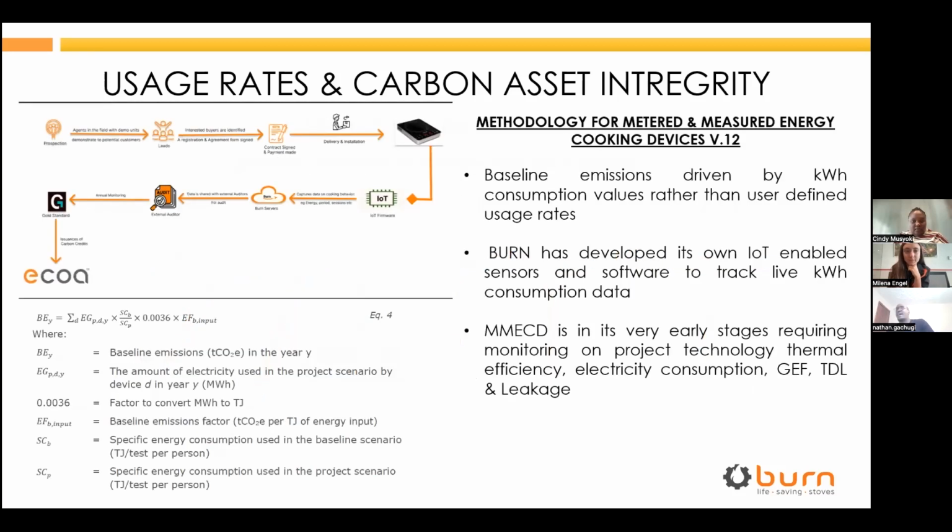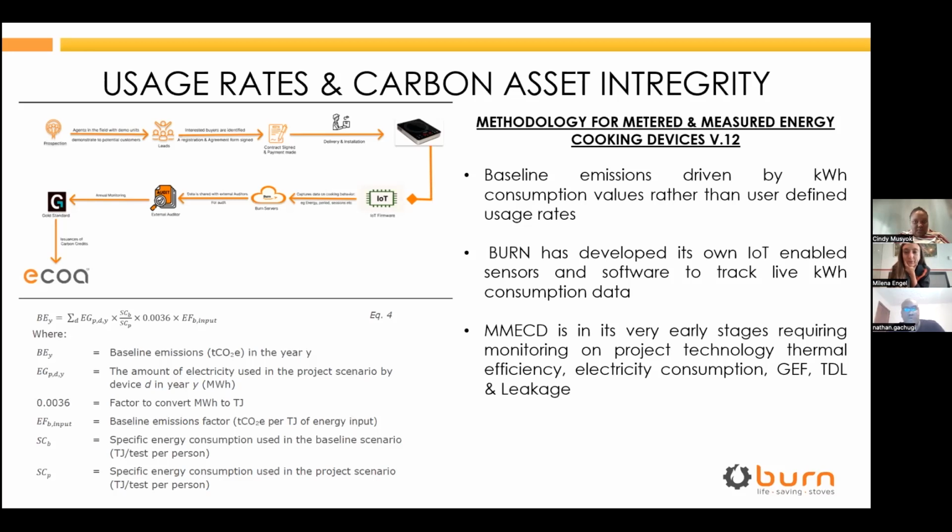When it comes to our electric offering under the Gold Standard methodology, MMECD version 1.2, the equation really moves away from usage as a user-defined parameter that associates drop-off rates. The entire value, the metered methodology, is an association of carbon credits with the kilowatt hours generated and used in the household. So you'll see a snapshot there of equation number 4, where you can see exactly how the electricity being consumed within the project scenario, basically how many kilowatt hours households are using for cooking events at their households, is then equated into the computations for emissions reductions.